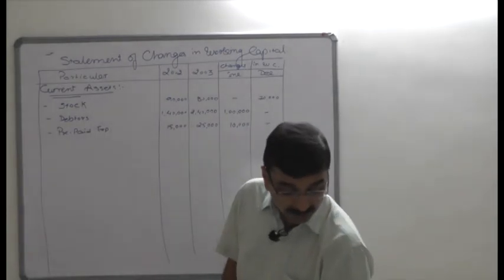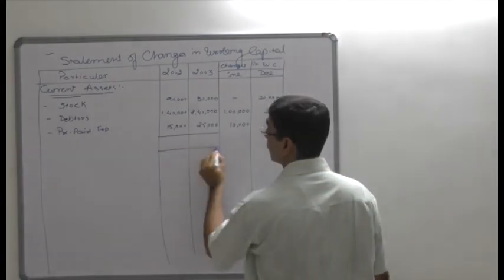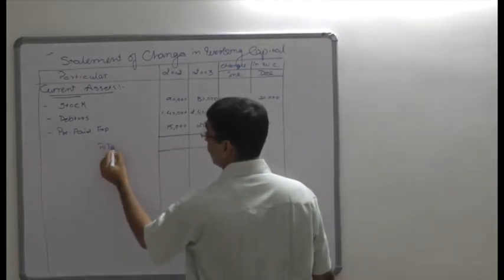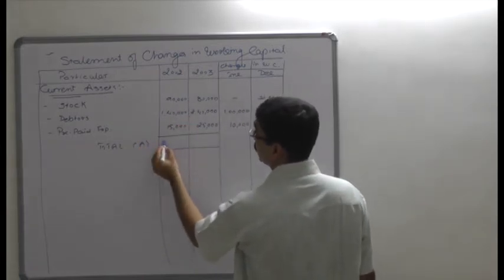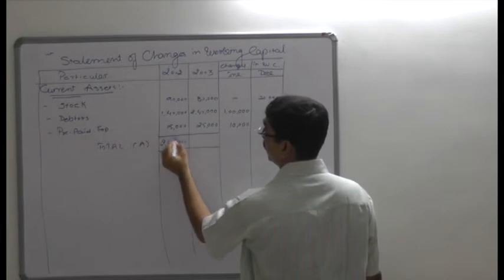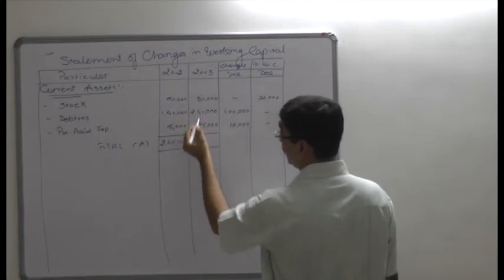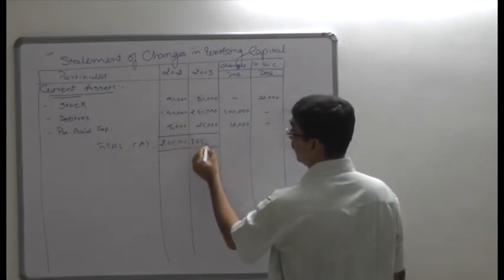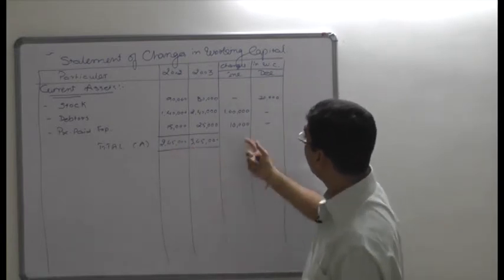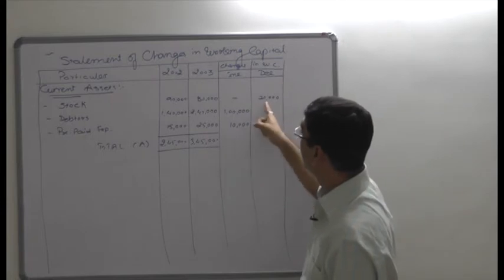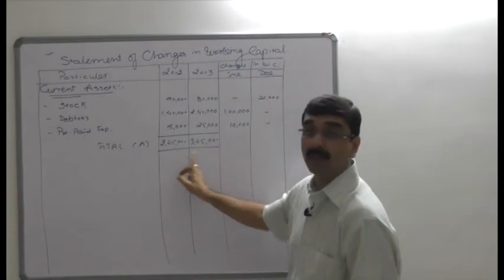Alright, after the prepaid expenses we don't have any more current assets, so now make a total of the current assets. The total of this comes to 2,45,000 and 3,45,000. So if you see the net change, the net change is 1 lakh rupees. Or anyway, you can also find out the increase is 110, decrease is 10, 110 minus 10 comes to 1 lakh. So the net change is 1 lakh.